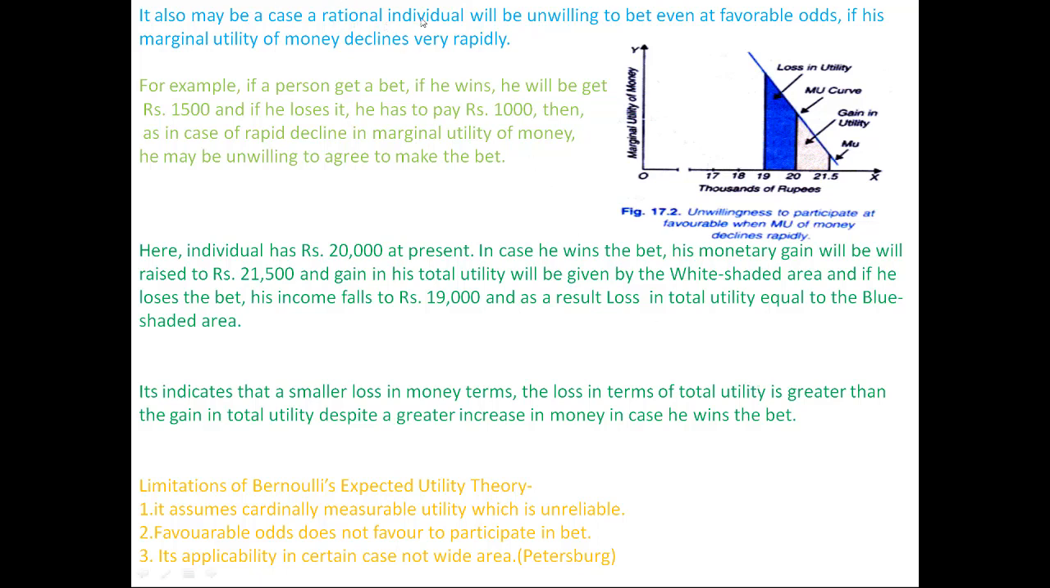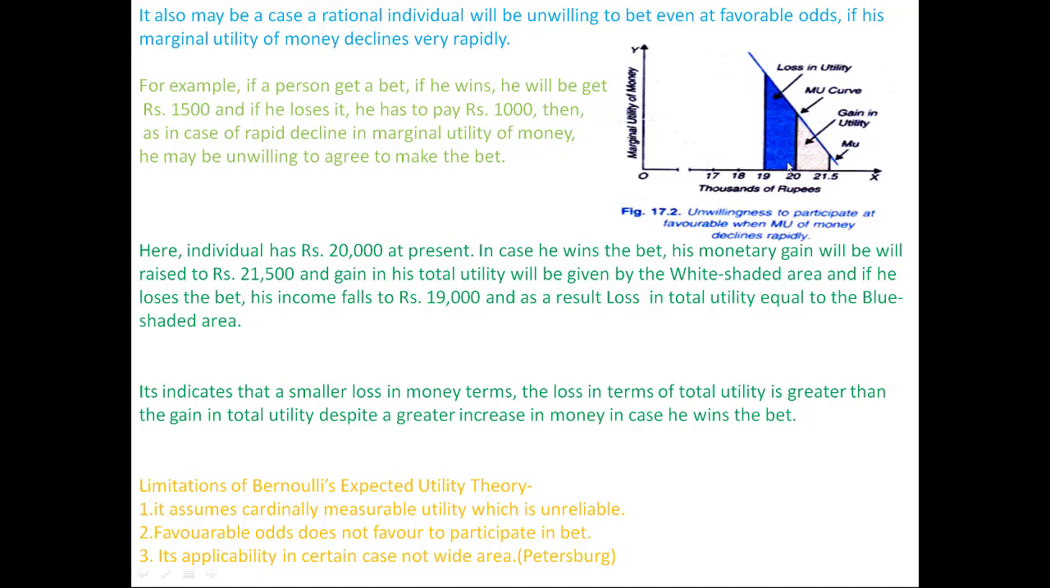It may be the case that a rational individual will be unwilling to bid even at favorable odds if his marginal utility of money declines very rapidly. So it may be the case that he is unwilling to participate in the bid because the marginal utility of money decreases rapidly. For example, if he wins the bid, he will get 1000. If he loses, he has to pay 1000. In case of a rapid decline in marginal utility of money, he may not agree to make the bid.